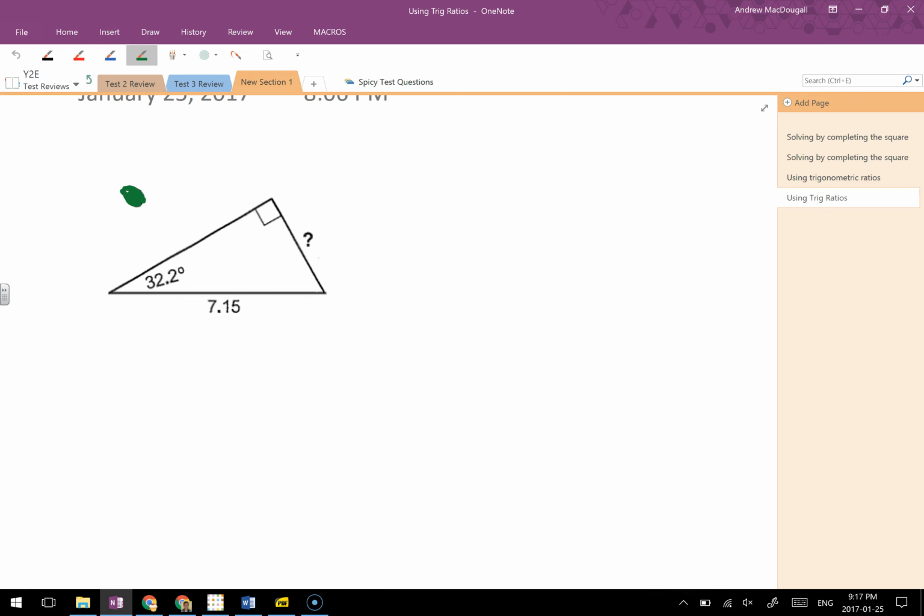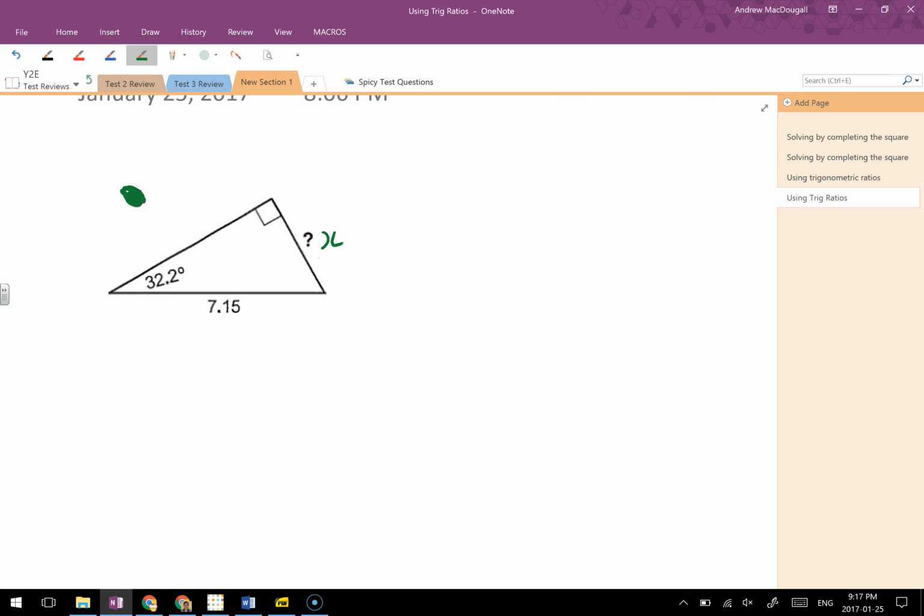So let's consider this problem in front of you right now. We have one unknown side as a question mark. I'm going to rename it x, a more conventional variable name. And we have a little bit of information. The angle opposite side x is 32.2 degrees, and the hypotenuse of this triangle is 7.15.